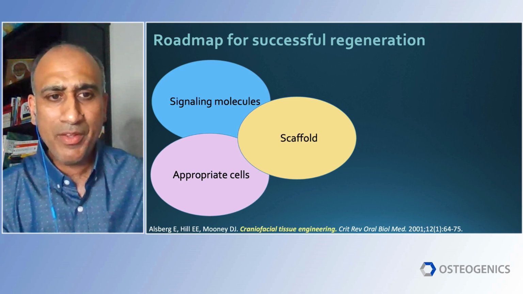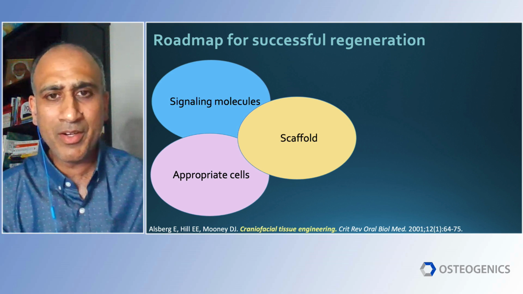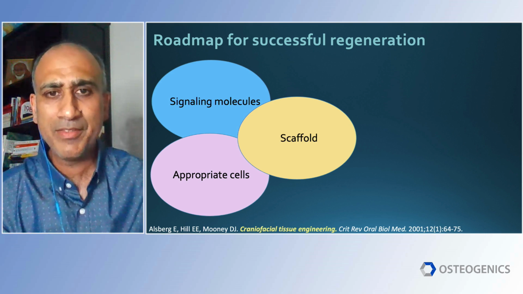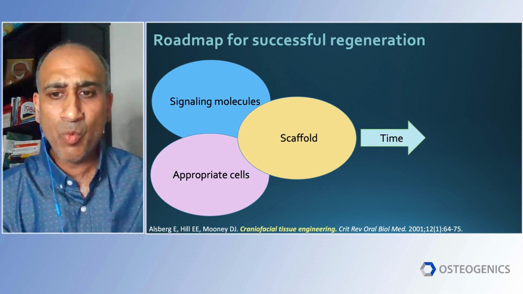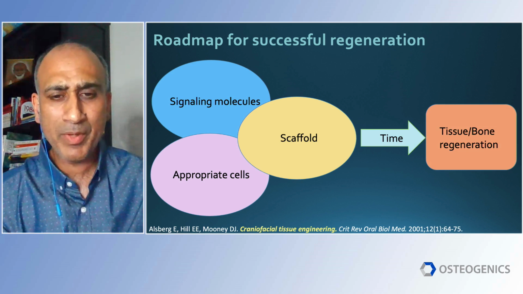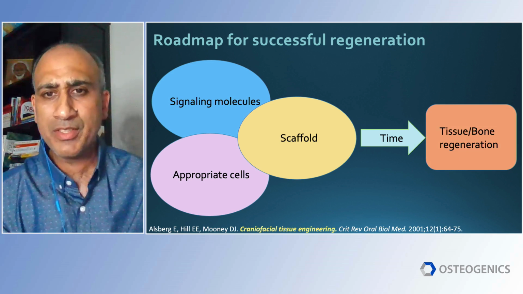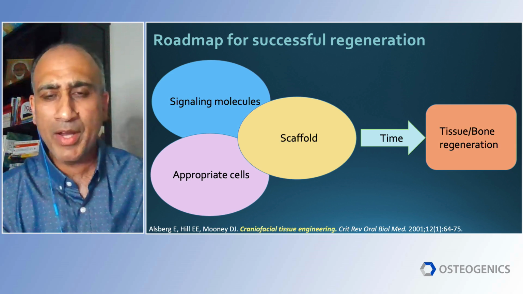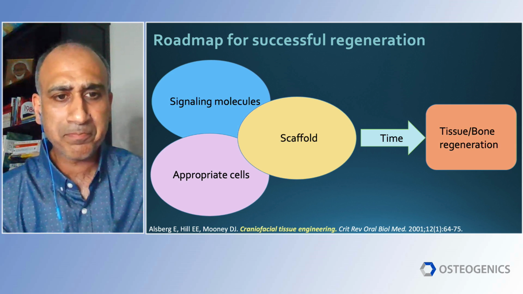And as you can see, all these three bubbles are not mutually exclusive. They are overlapping, they're synergistic, they're acting with one another. We need all three of these things, the inductivity, the conductivity, and the genesis, working together over time to affect positively tissue and bone regeneration. Okay, so signaling molecules, scaffold, appropriate cells. If we have all three of these things, that's a pretty broad recipe for successful tissue and bone regeneration.